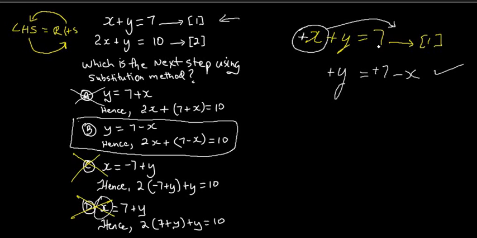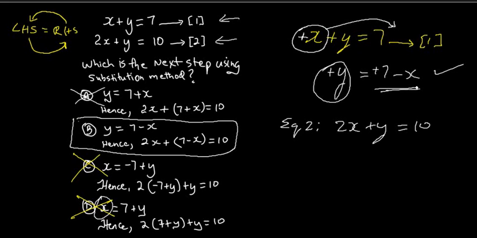So it's in the first equation that we made y the subject, y equals 7 minus x. And we take the second equation, which is going to be equation 2. Let's write equation 2: 2x plus y equals 10. And we're going to replace y with 7 minus x, because y equals 7 minus x. This is coming from the first equation, but we put it in the second equation. And you clearly see that was actually done here.